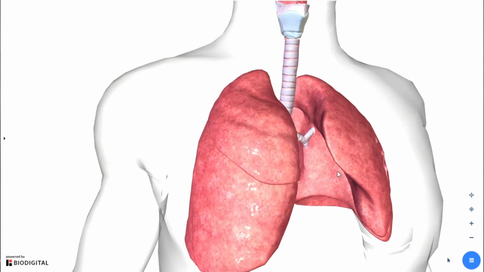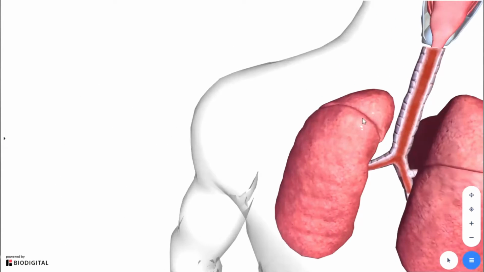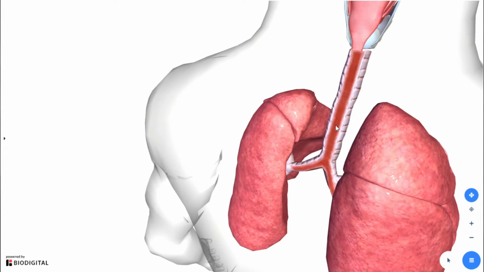Now, this tubular-like structure is called the trachea. It consists of dense connective tissue. It has C-shaped rings of hyaline cartilage, and the posterior side of the trachea contains a smooth muscle known as the trachealis muscle.